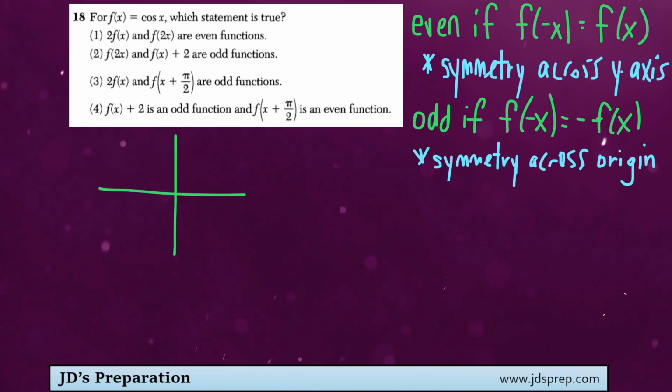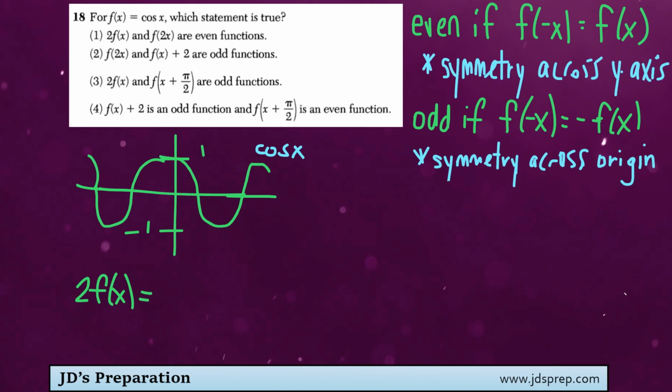Now, for f of x equal to cos of x, we roughly have a graph that looks like this, with a maximum at 1 and a minimum at -1. Now, if we look at statement number 1, it says that 2f of x and f of 2x are both even functions. So let's check that out.